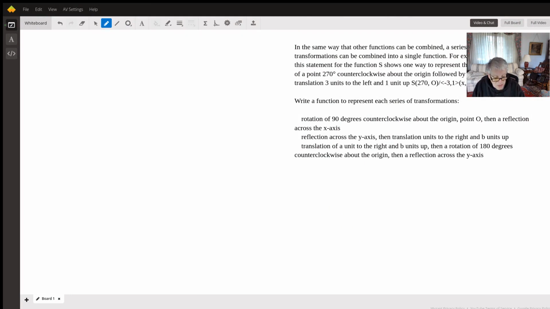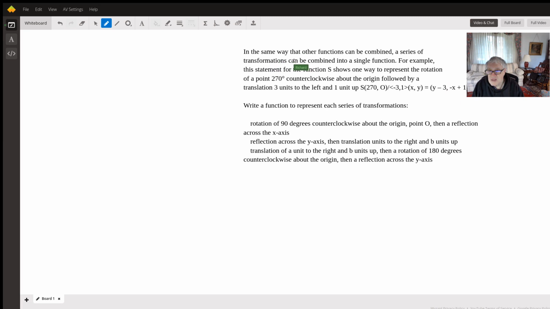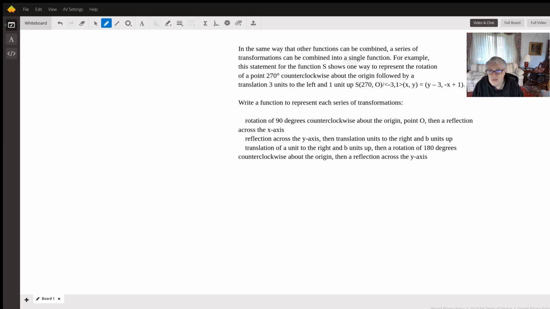This student's taking geometry and has to learn how to do these transformations. I'm thinking maybe the student is in honors geometry, because this is pretty difficult material, especially when you're seeing it for the first time. But it's really not as difficult as it might seem. You just have to take it step by step. So let's get started with this first one, which is an example here.